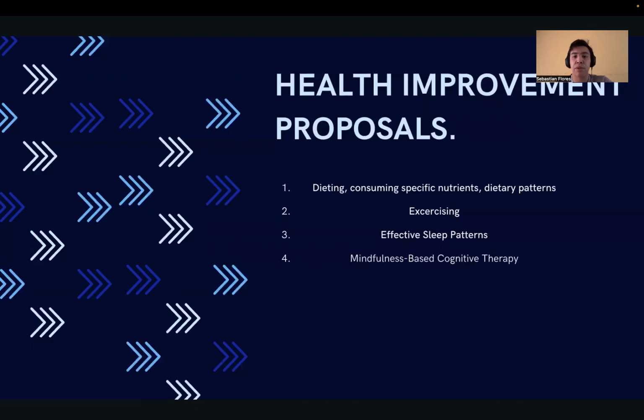And some of the improvement proposals, not only for healthy microbiota but for health in general, are dieting and consuming specific nutrients and dietary patterns. There are a lot of specific nutrients or even medicines that help improve the health of our microbiota, but there are also some that are very, very harmful. We can see some dietary patterns, for example, being vegan or fasting. Some of those could help improve our health in general. Then we have exercising, which, as I said, is not only for our microbiota, but also helps our cardiovascular health, our blood circulation, and our immune system.